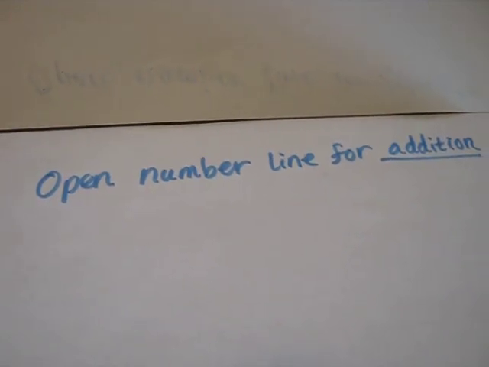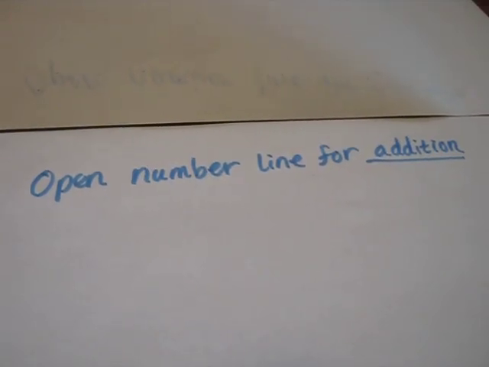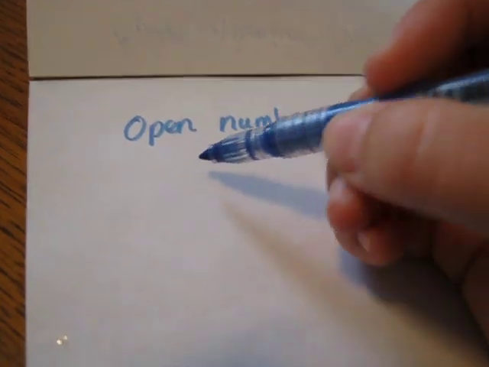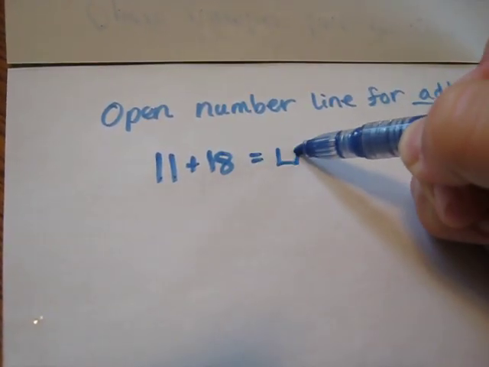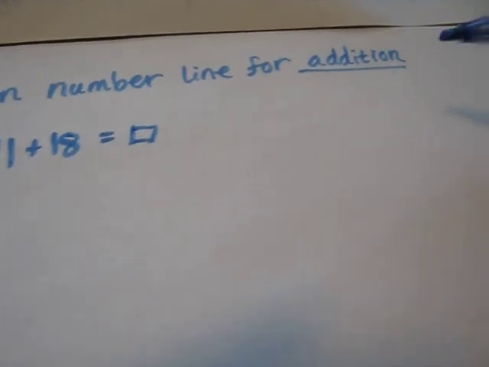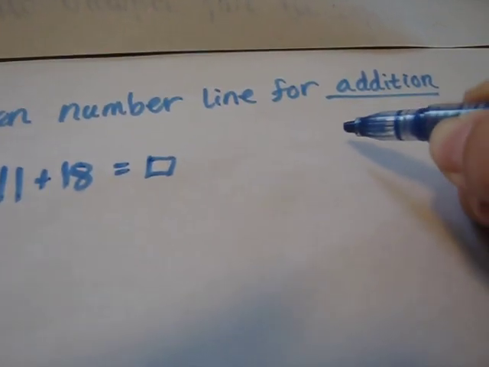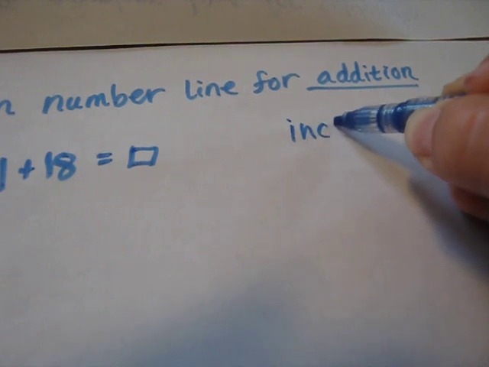This is a video tutorial of how to do an open number line for addition. Let's say we want to solve the equation 11 plus 18 equals some unknown number. The important thing for students to know is that addition is the same as increasing.